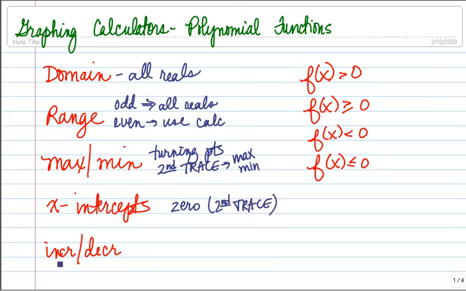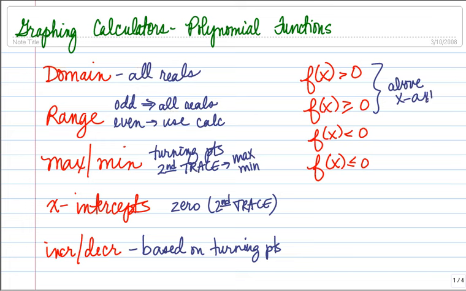And then where it's increasing or decreasing, this is based on the turning points. So turning points is where it goes from increasing to decreasing or vice versa. Greater than or equal to 0 is where the graph is above the x-axis. And you're going to need to know the zeros to determine this. And less than 0, less than or equal to 0 is where the graph is below the x-axis. And again, the zeros will help you know those intervals.